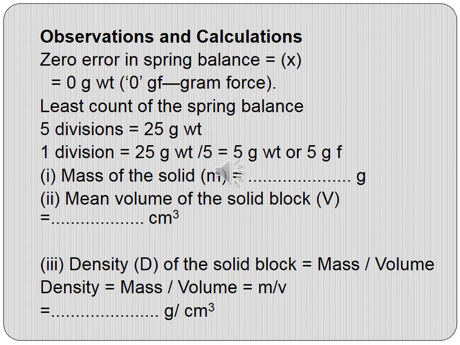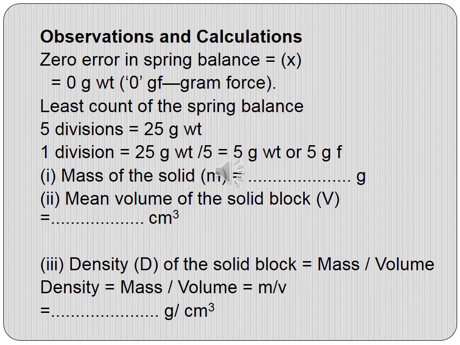Next, you have to see the least count of the spring balance. It is noticed that 5 divisions correspond to 25 gram weight. Then what should be the smallest division? 1 division is equal to 25 gram weight divided by 5, which is equal to 5 gram weight or 5 gram force, which is the smallest measurement which can be made accurately with the help of the spring balance.